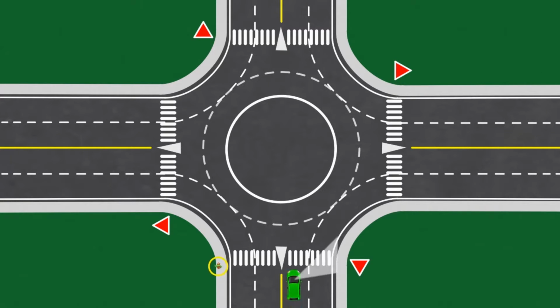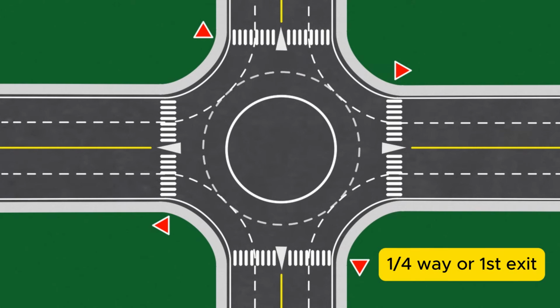When approaching a roundabout, choose your line, slow down and yield to pedestrians, yield to vehicles already inside the roundabout, and move when safe. Let's look at an example.